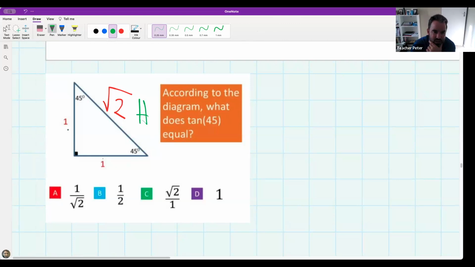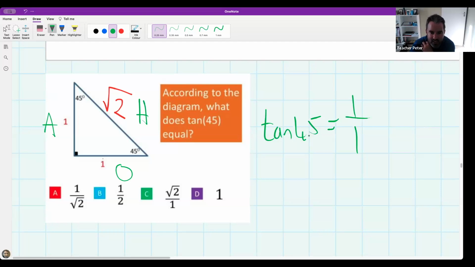Now, it actually doesn't matter because it's isosceles. It doesn't matter which of these you choose. What is the tan of 45 equal to? Well, this is not an angle question. This is a give me a ratio. We know it's O over A. Well, O over A is just 1 over 1. And so the correct answer is D.